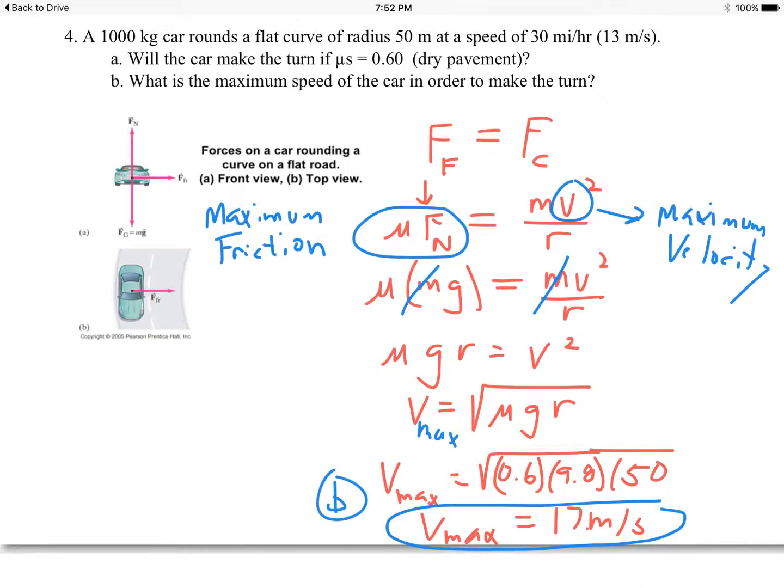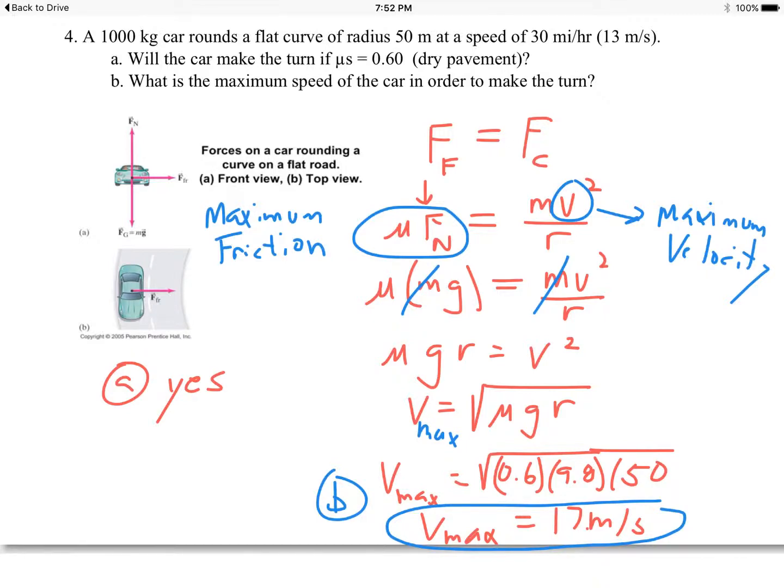Part A says, will the car make the turn if he's going 13 meters per second? So the answer to part A is yes, because the Vmax, you have to show and support it, with the calculation I just did, is 17 meters per second. On rainy days, the coefficient of friction lowers, like from 0.6 to 0.5 or 0.4, and that lowers your maximum velocity in a curve.